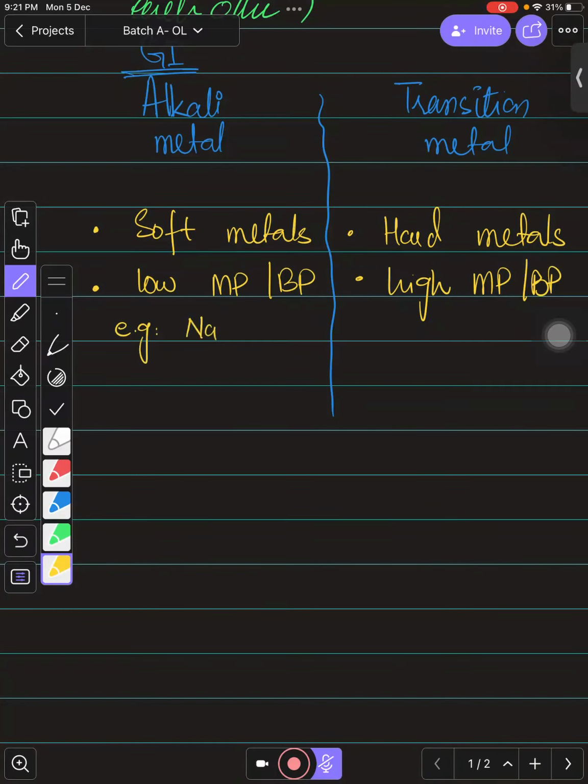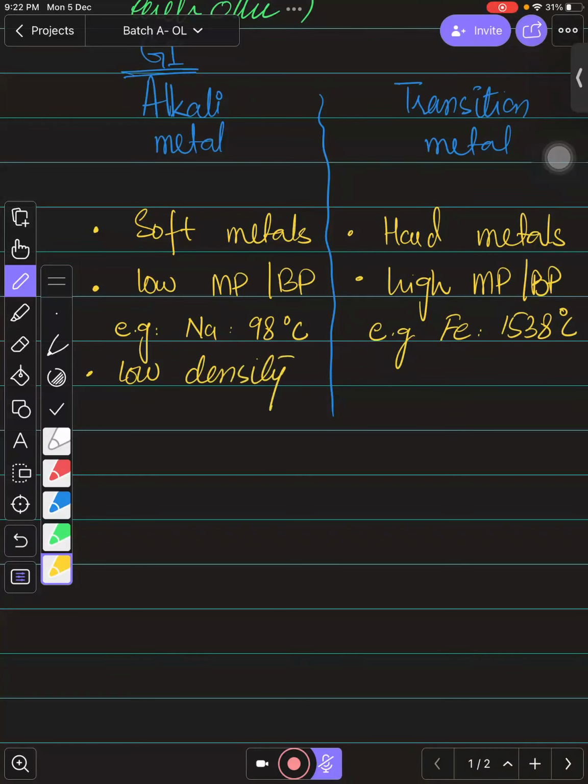You don't need to memorize the melting point of sodium, just for your reference, it is somewhere around 98 degrees Celsius. And if you talk about the melting point of iron, it will be somewhere like 1538 degrees Celsius. So you can see the difference in melting point in these two metals, right? Then alkali metals have low densities and transition metals have high densities.